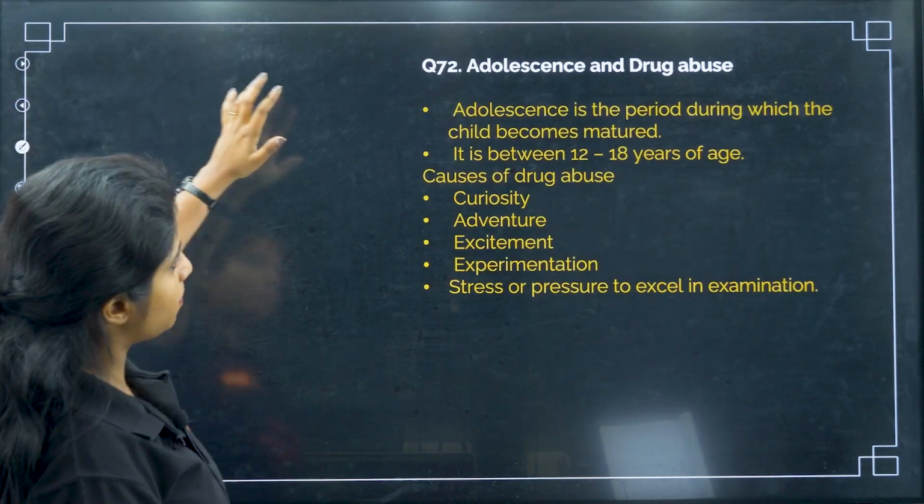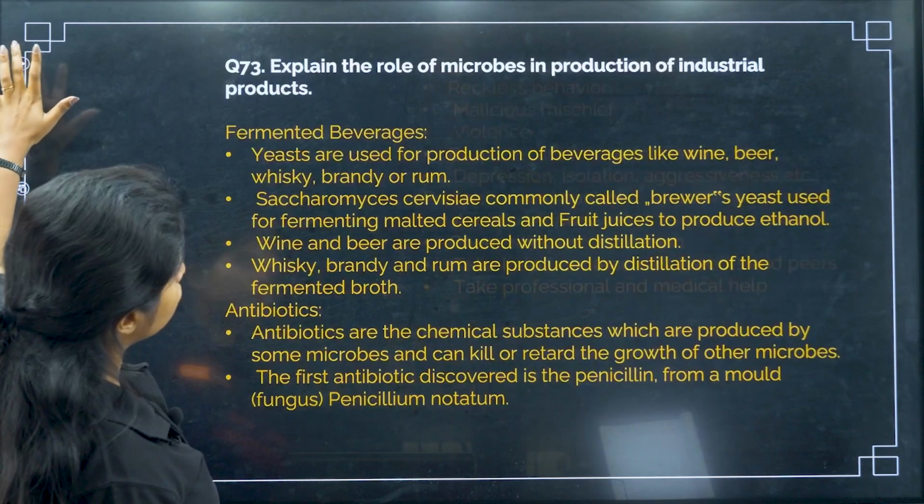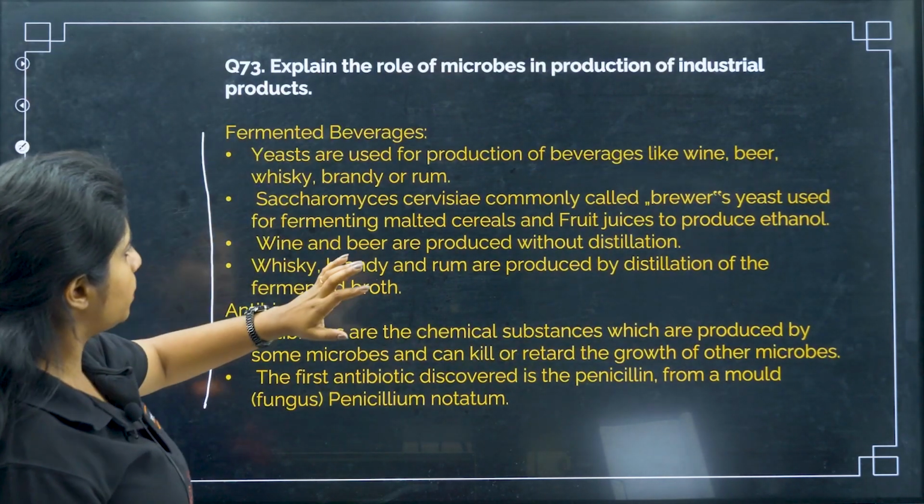Now the time is up. Adolescence and drug abuse, everything is given. Just go through it once, okay. Explain the role of microbes in industrial products. So you have multiple things, my dear children.